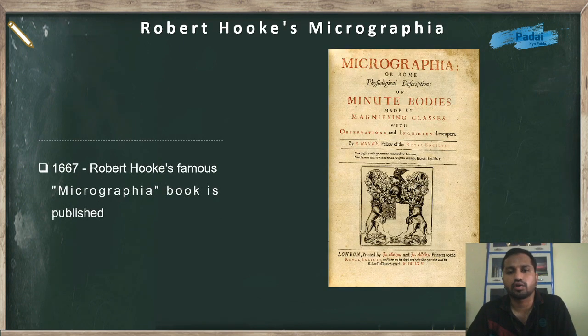Later Robert Hooke wrote a book called Micrographia, where he mentioned all the studies that he had made at that time on minute bodies. He wrote it in the year 1667. It was very famous then, we can say it was a Bible at that time. He wrote all the studies related to microorganisms basically.